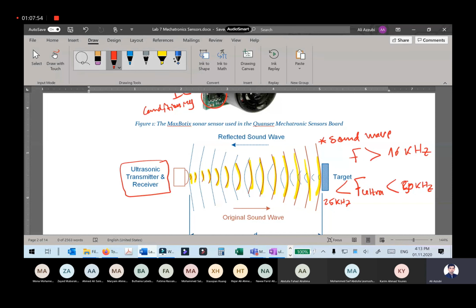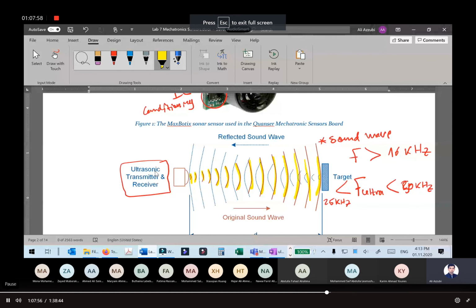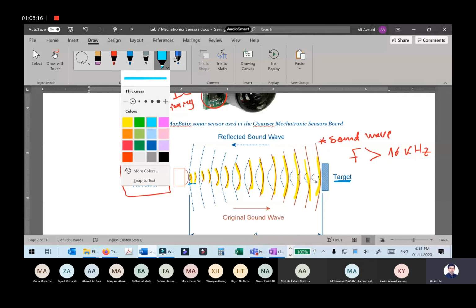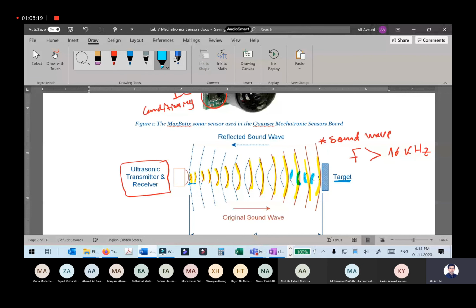Okay, so the sensor will transmit this ultrasonic beam like this. All of these red waves are the ultrasonic, and if there is an object in front of the sensor, like this target here, this ultrasonic wave will be reflected back to the sensor through these blue waves. Okay, so this is basically what you call echo.